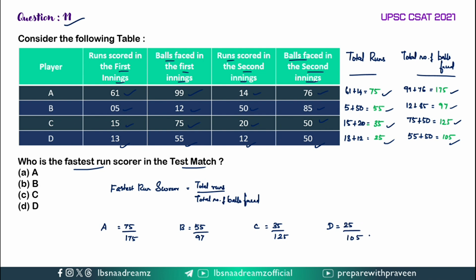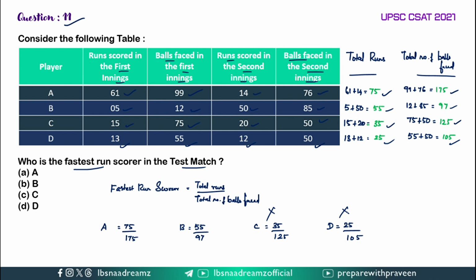See, before dividing this, just look at these fractions. A is equal to 75 by 175, B is equal to 55 by 97, C is equal to 35 by 125, and D is equal to 25 by 105. Now we have to find the fastest run scorer. For that, one should have faced fewer balls and scored the highest runs, right? So according to that, C has faced 125 balls and has scored only 35 runs. So C is not the fastest run scorer. Similarly, D has faced 105 balls and has scored just 25 runs.